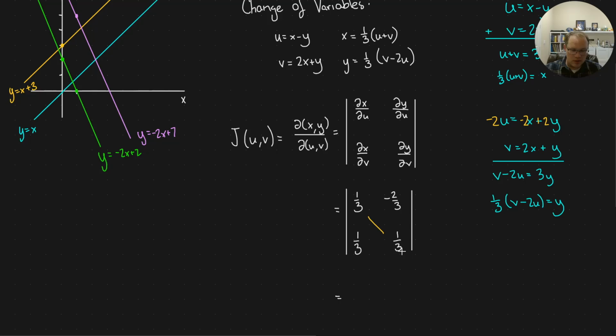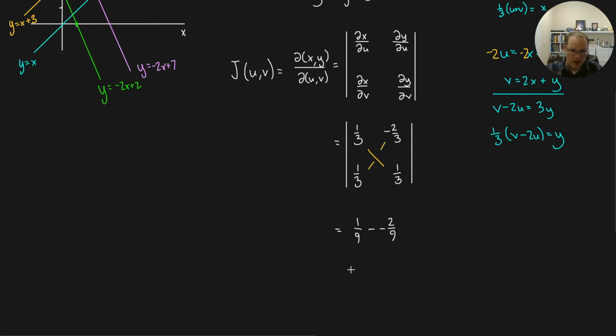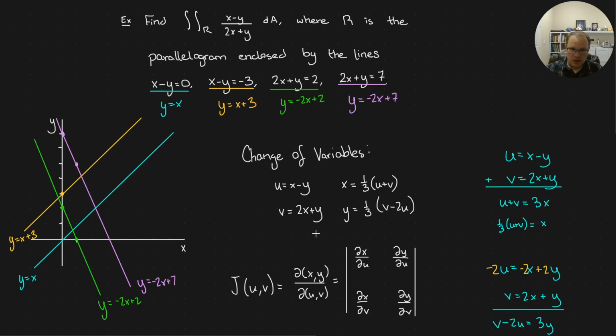So I do the determinant. 1/3 times 1/3 is 1/9. -2/3 times 1/3 is -2/9. And then I want to subtract that, right? So I'm going to get double negative there. I get 3/9 or 1/3. That's my factor. That's my Jacobian determinant. That's what I'm going to have to multiply by in the integral once I change the variables to adjust for the stretching and transformation that happens when I change variables. Okay? So I've got my Jacobian determinant.